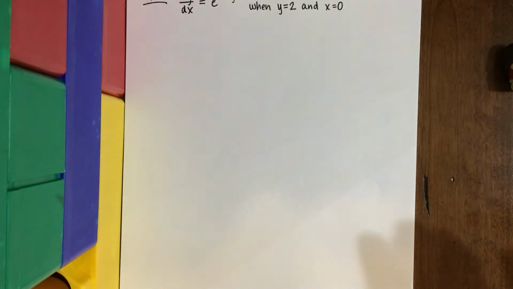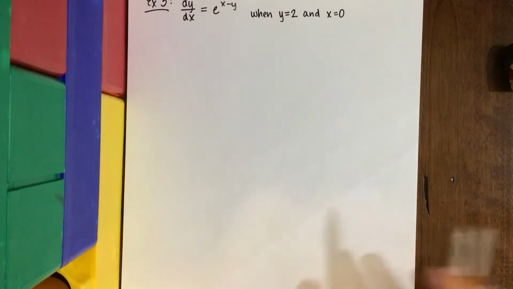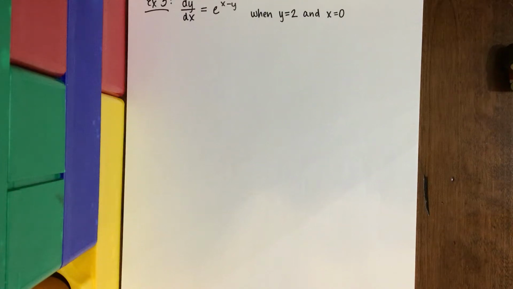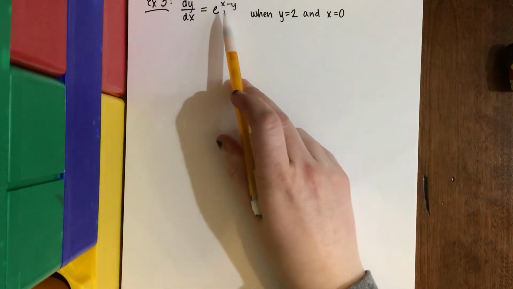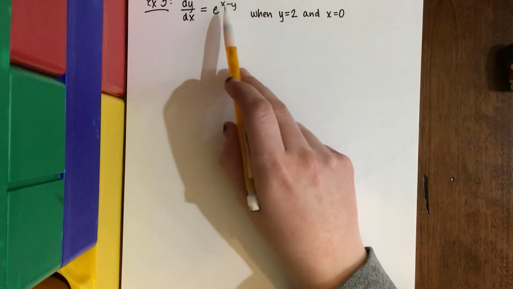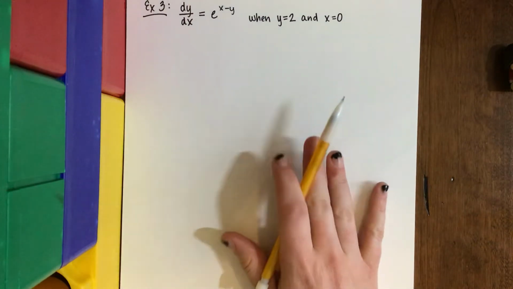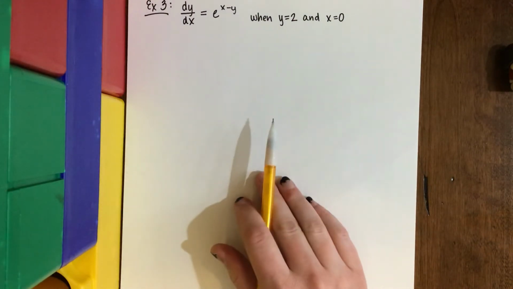And our last example. So again, we're going to do something similar to what we've just done. This time around, what's interesting is I've got my x and my y inside of that exponent. So I've got to figure out what I can do to separate that.